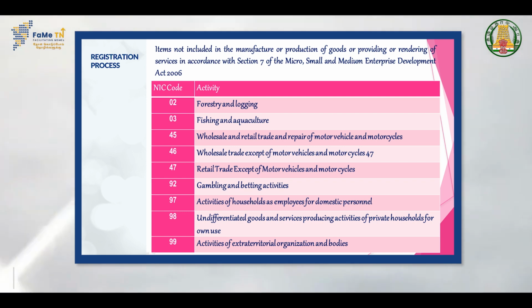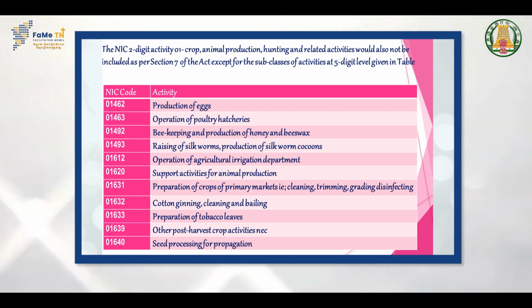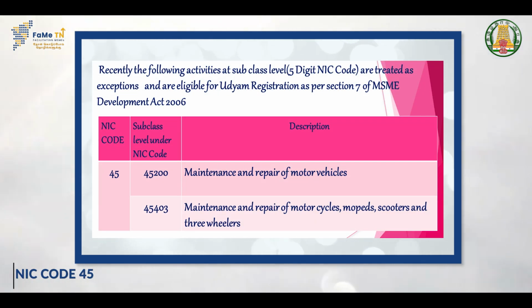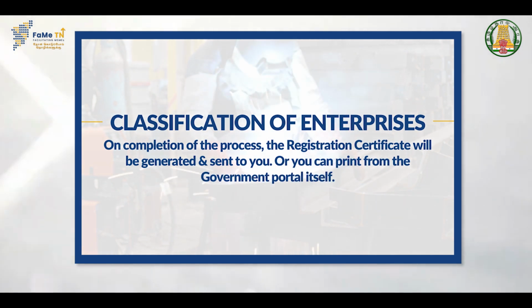And in addition to that, these are also excluded. The NIC code is not wholly excluded, but at the level of the 5-digit code, some activities are excluded, like production of eggs, operation of poultry hatcheries, beekeeping, raising of silkworms, operation of agricultural irrigation department, support activities of animal production, like this. These are all excluded. Now recently we have included 2 items under NIC code 45: maintenance and repair of motor vehicles, and maintenance and repair of motorcycles, mopeds, scooters and 3-wheelers. This has been included recently under the NIC 5-digit code.